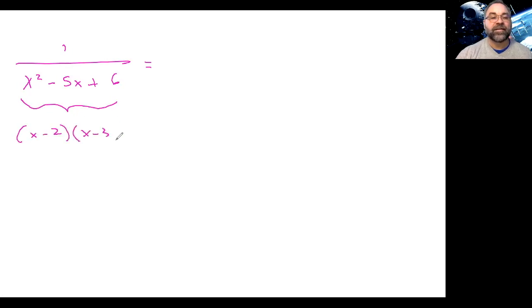What you do with a partial fraction decomposition is take the original fraction. We know what the factors of the denominator are. This is factorable. That factors into x minus 2 and x minus 3. So I'm going to pretend I don't know what the numerators are. I'm going to say that's A over x minus 2 plus B over x minus 3.